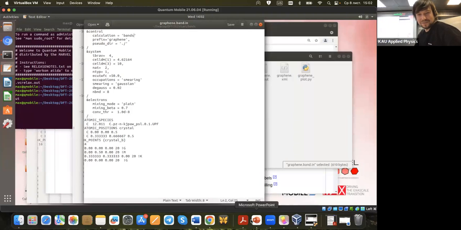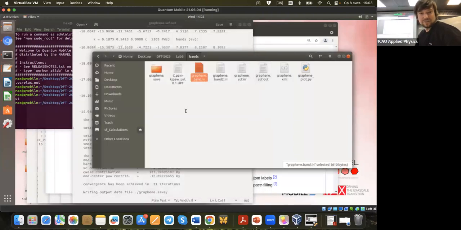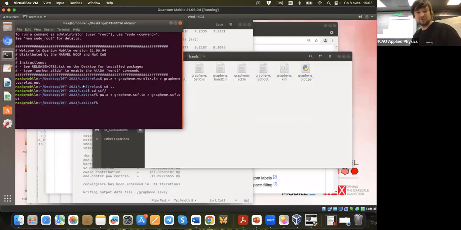And okay, I will launch it and then show you the difference. The difference to graphite. Yeah, band in to band out.